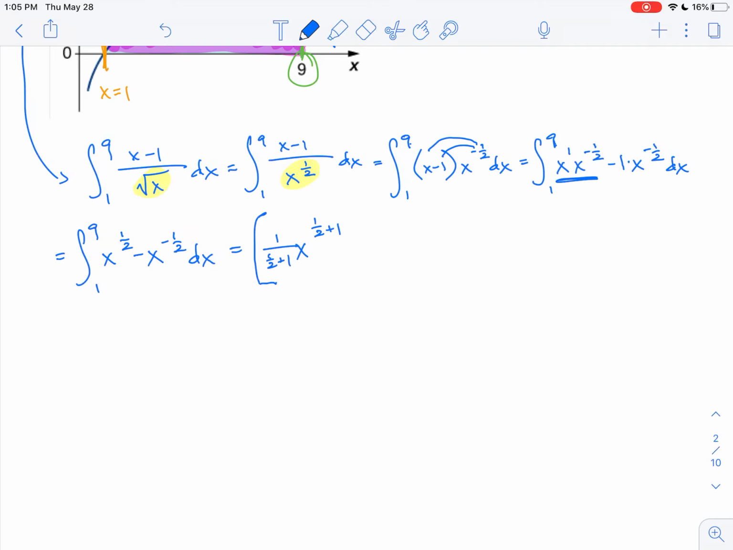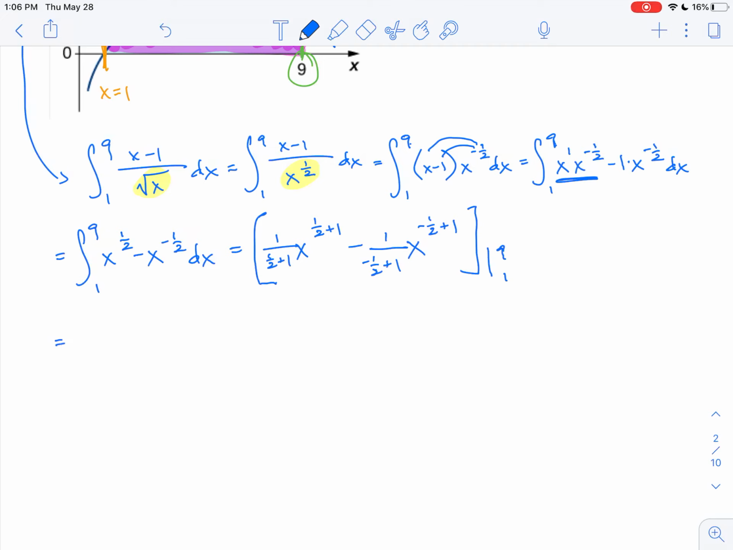Okay, so that's the integral of the first term. Minus, let's do the same thing for the next term. So x is going to be to the power of, let's see, negative 1/2 plus 1. And then I need the reciprocal of that as the coefficient. And then I'm going to plug in 9, and I'm going to plug in 1.